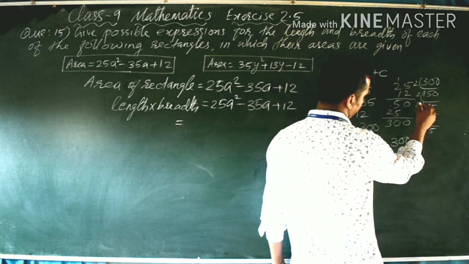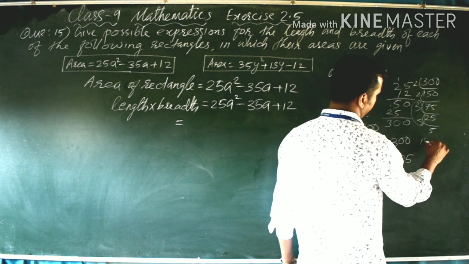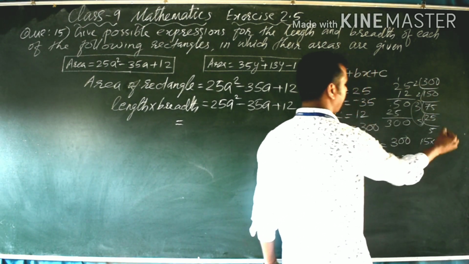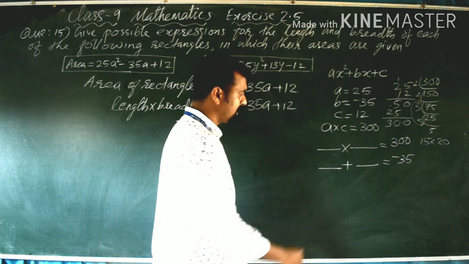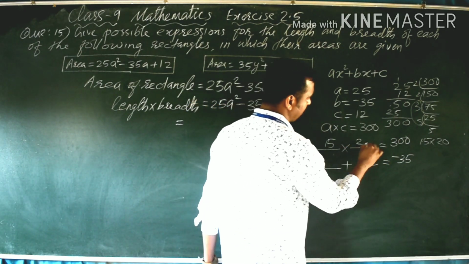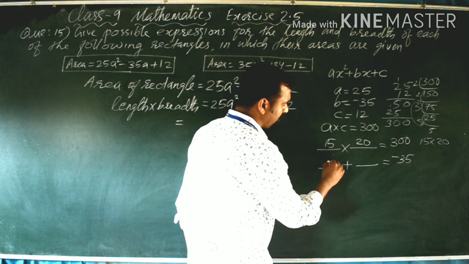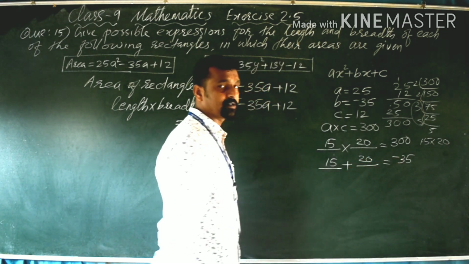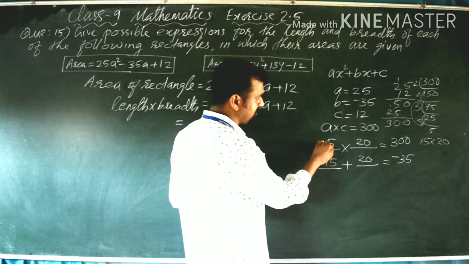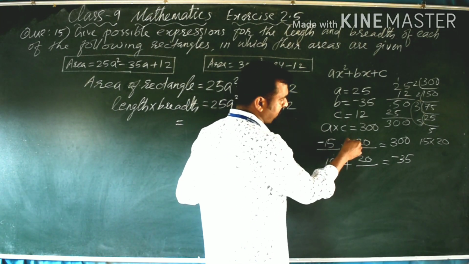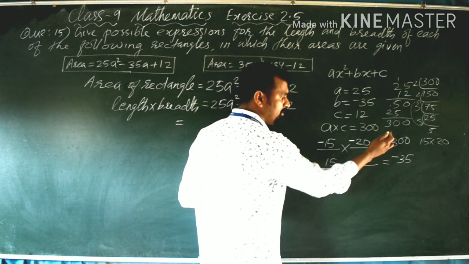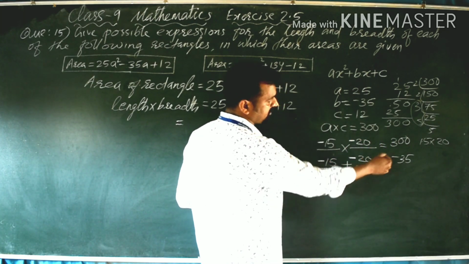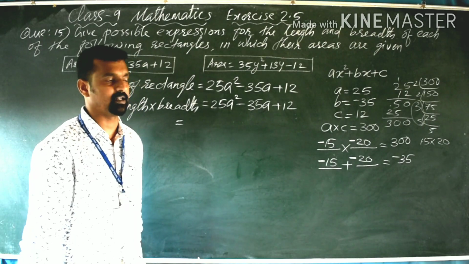Here you see 3 5s are 15, into 5 2s are 10, 10 2s are 20. 15 into 20 will come 300. 15 into 20 is equal to 300, and 15 plus 20 is equal to 35. But we have to get minus, so both numbers will be minus. Minus 15 into minus 20, minus into minus is plus 300. Minus 15 plus minus 20 is equal to minus 35.